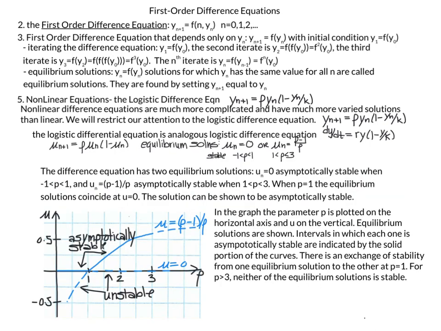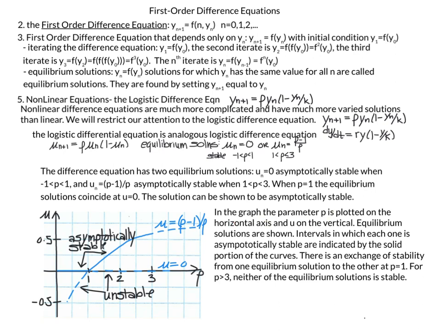Another way of looking at this, and this will get us into discussions of what a chaotic solution will look like. So our difference equation, which is here, also rewritten here, rescaled here, has two equilibrium solutions. Mu n equals 0, which is asymptotically stable when rho is between -1 and 1. And our second equilibrium solution, mu n equals rho minus 1 over rho, which is asymptotically stable when rho is between 1 and 3. And when rho equals 1, the equilibrium solutions coincide at mu equals 0, and the solutions can be shown to be asymptotically stable. So we're going to graph this, the parameter rho versus mu.